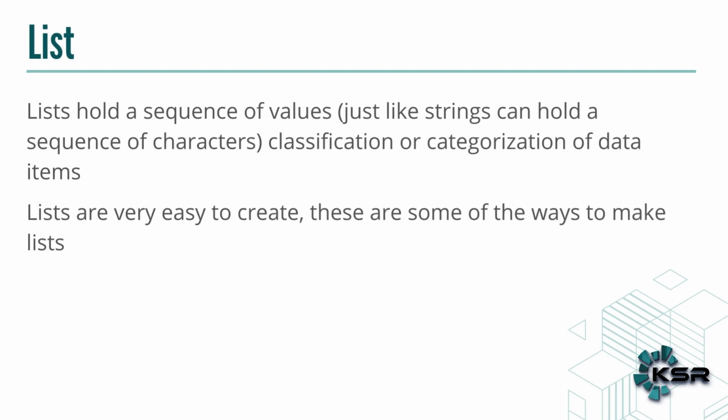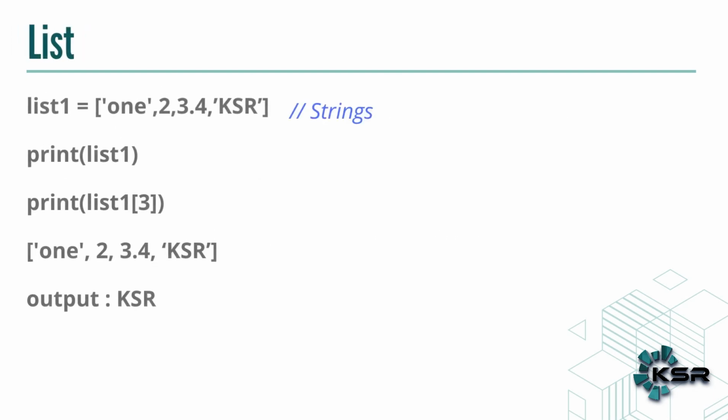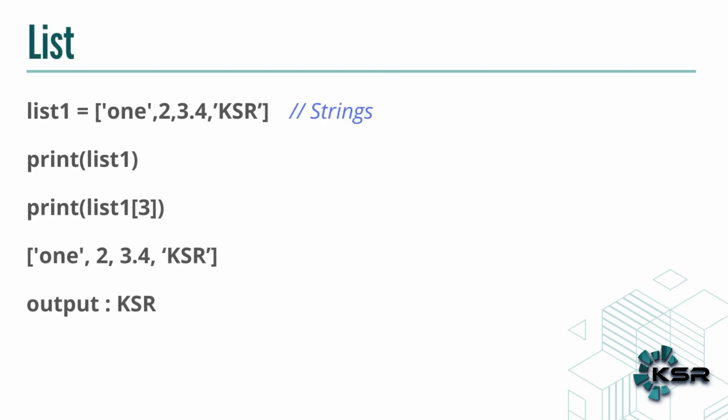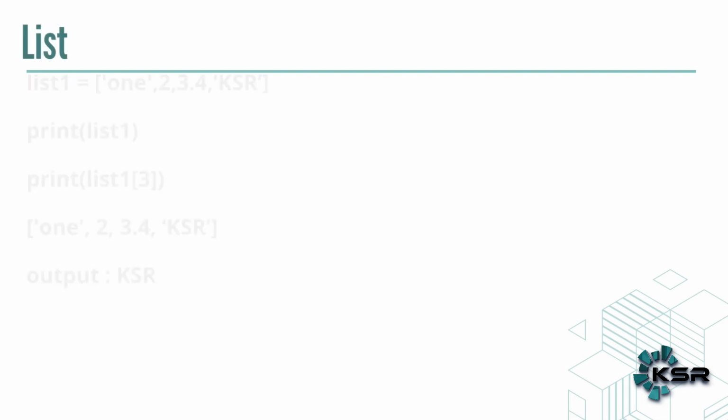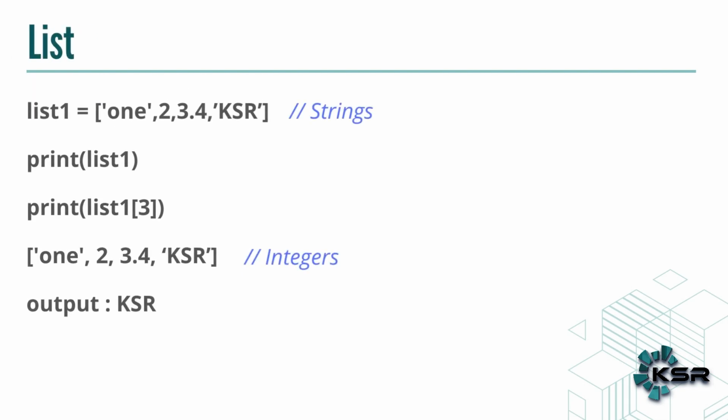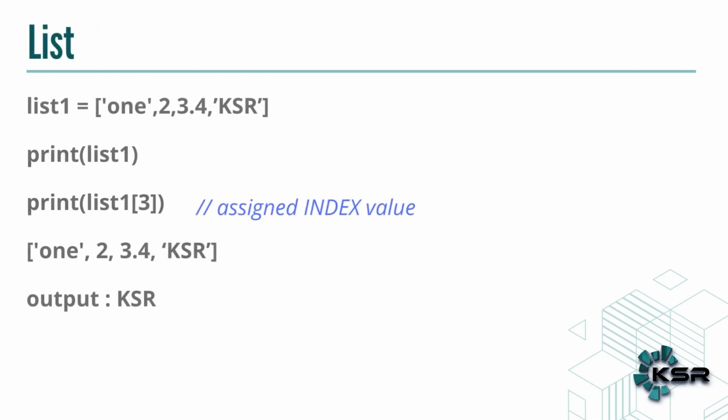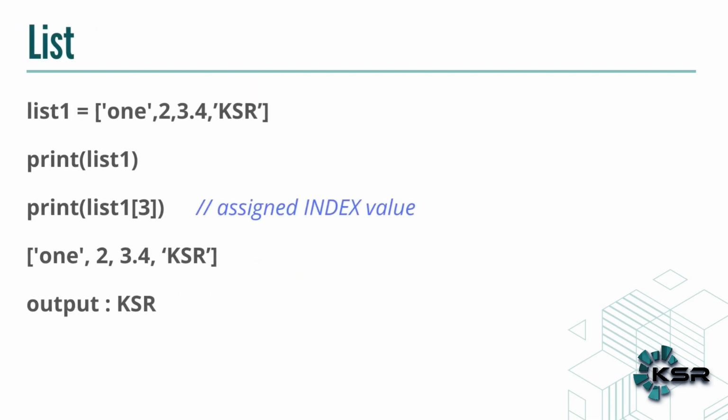When we look at a primitive data type like a string, what is a string? It is a collection of characters, right? So lists are collections of strings, or integers, or other lists as well. Each item in a list has an assigned index value, just like strings.